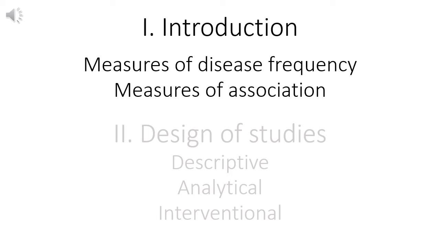In this video, after talking about measures of disease frequency, we will talk about how we can measure an association. So we talked about how to measure frequency of a disease, but now we come to more interesting questions such as what causes those diseases? How come some people have the disease and some people don't?